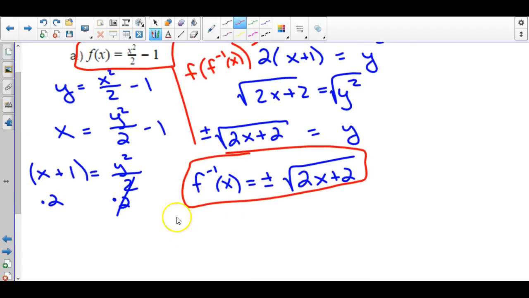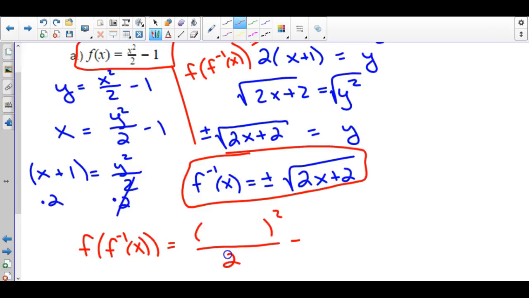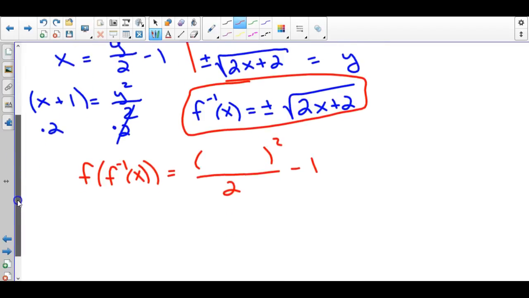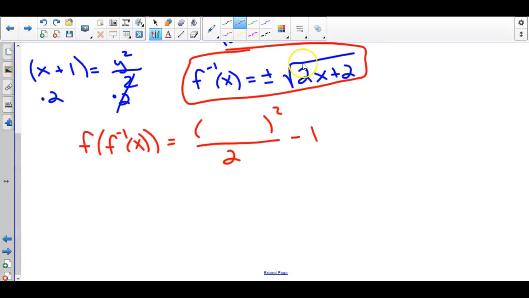How I'm going to do that is take my inverse equation that we solved for and substitute it in for x in my function. So f of f inverse of x equals, and I'm going to basically rewrite that top function, except I left myself a little space inside the parentheses. And inside that space, I'm going to put our new function, which is the square root of 2x plus 2.